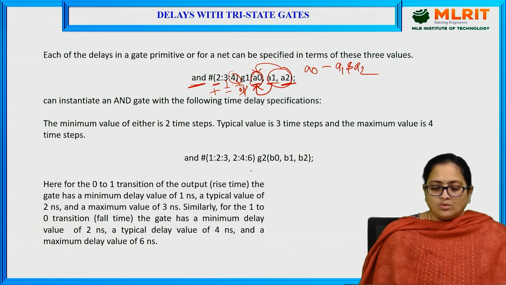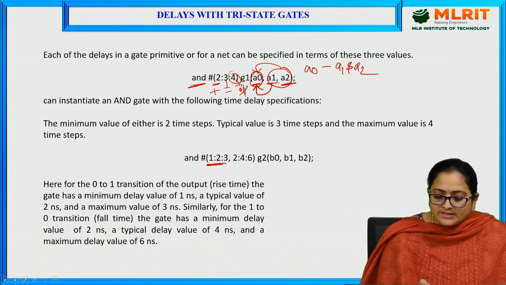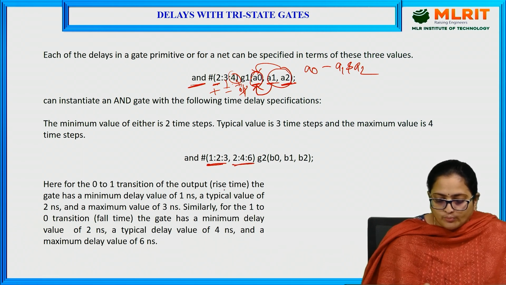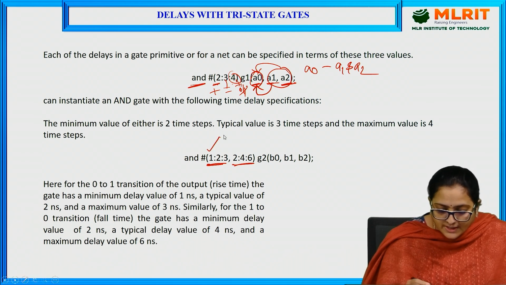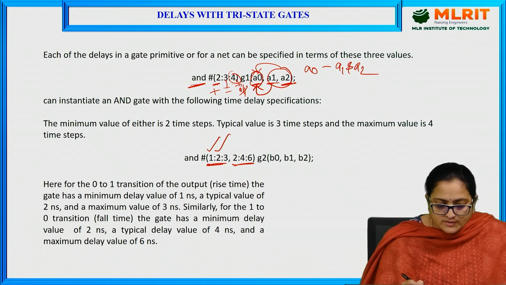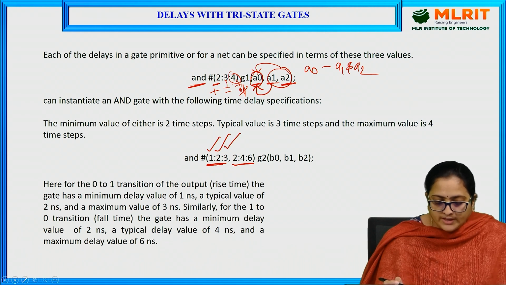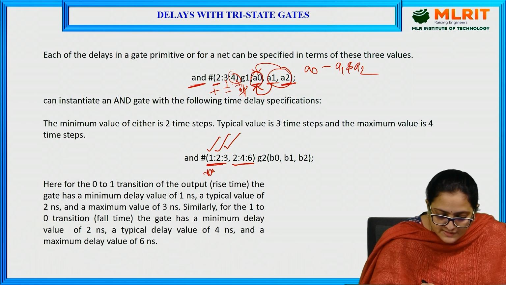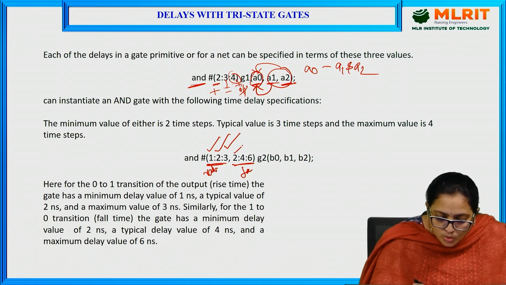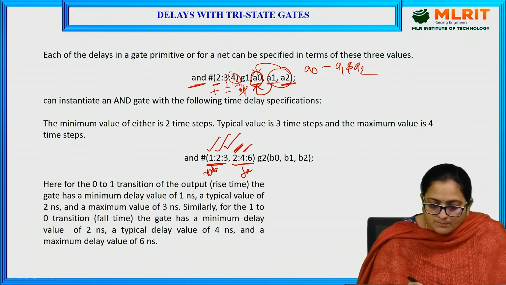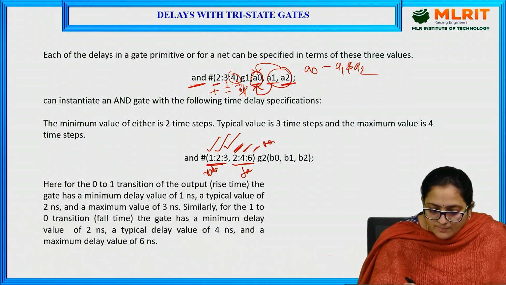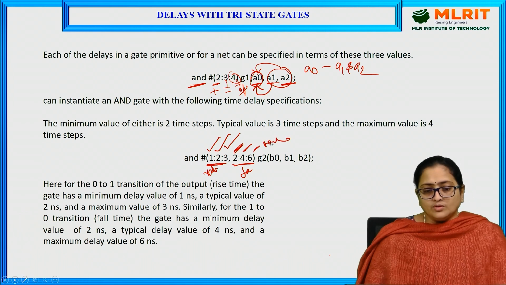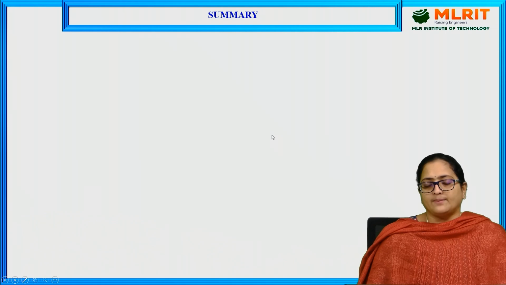And here also this is for the positive transient delay and this is for the negative transient delay. See here, 0 to 1 transition of output, that is rise time. The gate has a minimum delay of 1 nanosecond, a typical value of 2 nanoseconds and a maximum delay of 3 nanoseconds. Similarly, for the fall time, this is for rise time, and for the fall time 2 will be a minimum delay, 4 will be a typical delay, 6 will be a maximum delay. So these are the different types of delays.